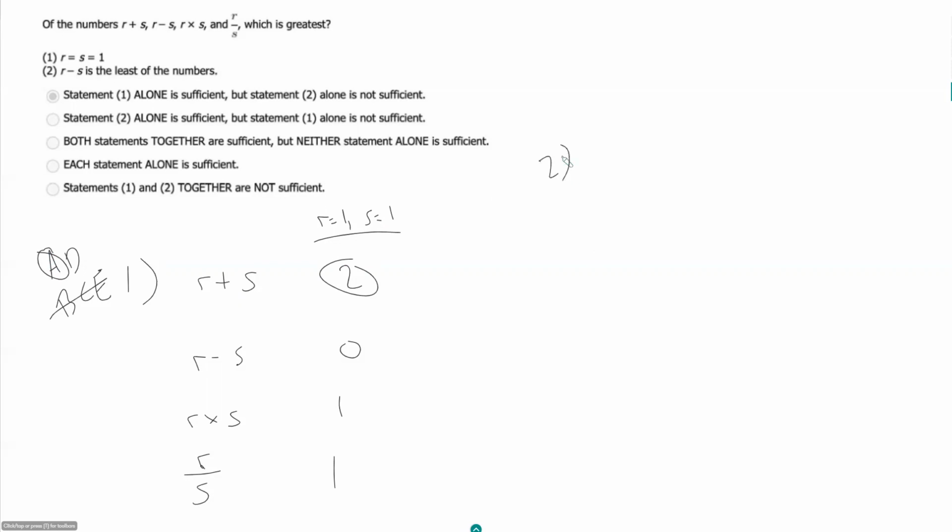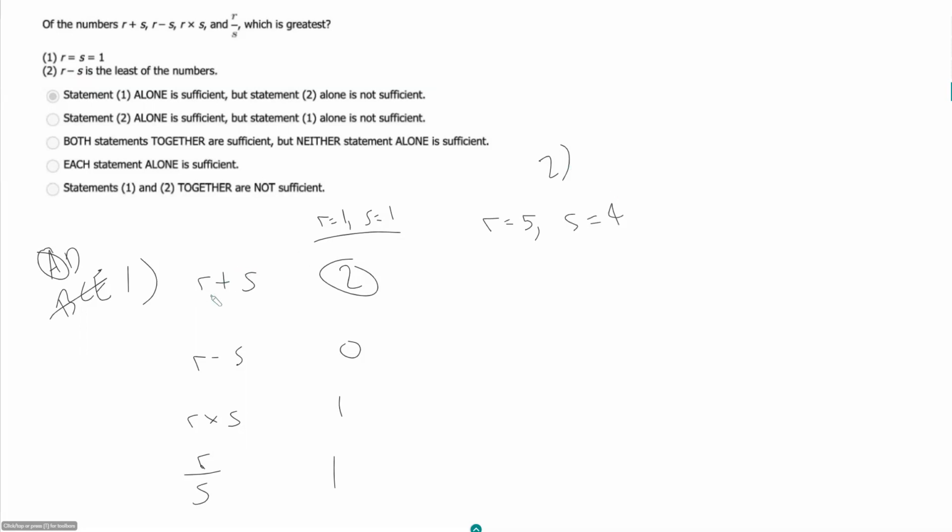Okay, so maybe let's see if we can add that to our chart here somehow. When will r minus s be the least of our numbers? The closer r is to s, the closer this number will be to 0. So let's say, for example, r is equal to 5, s is equal to 4.